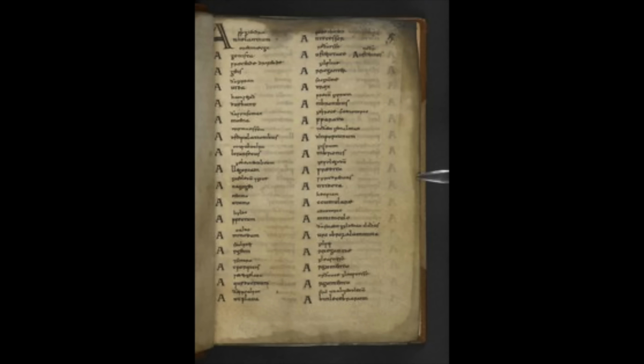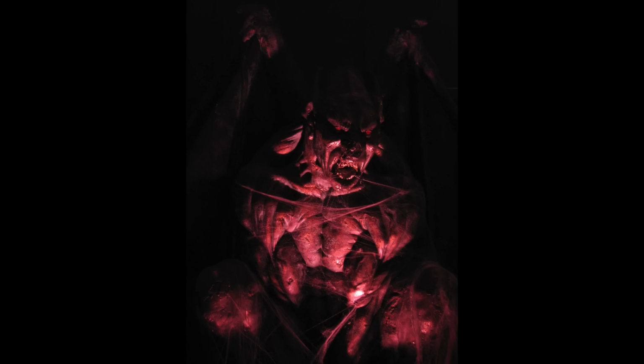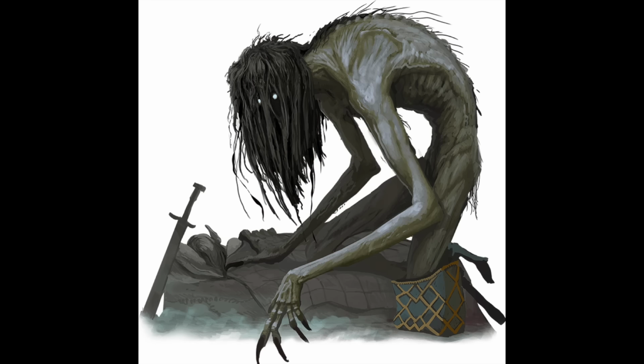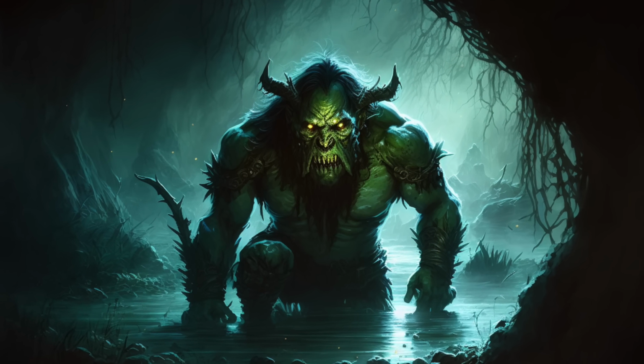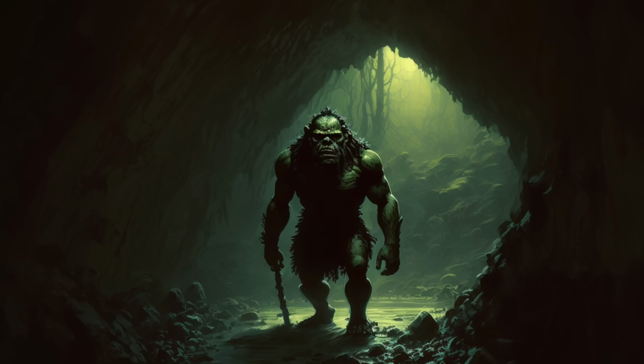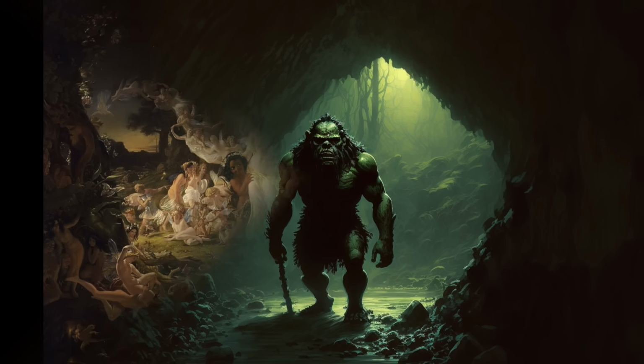So in the Cleopatra glossaries, orc is defined as a goblin, a specter, or a hell devil. In other words, it's a type of monster or fiend. It's not a humanoid-like race. These monsters are typically associated with death and destruction and are often portrayed as fierce and terrifying creatures.